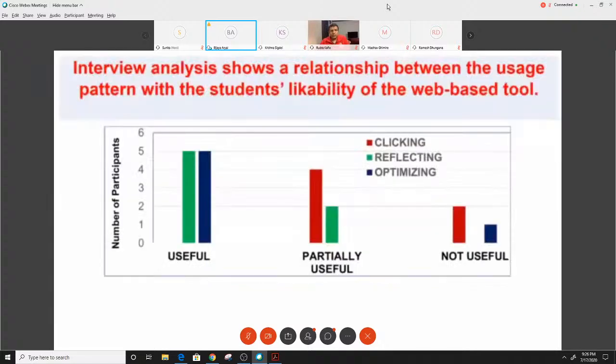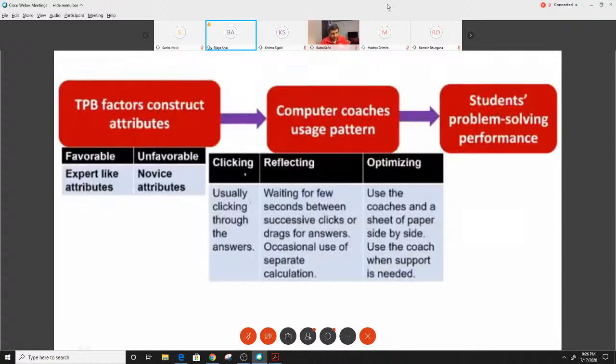So interview analysis shows a relationship between usage pattern and the students' likability of the web-based coaches. Basically, oh, by the way, I must explain this one. We found three patterns: clicking, reflecting, and optimizing. These are the three ways they used the coaches after analyzing videos. So clicking is just clicking without reflecting. Reflecting is a little bit of reflecting, but optimizing is the one where they do the problem separately and then use the coaches whenever needed. So there are three types of use.